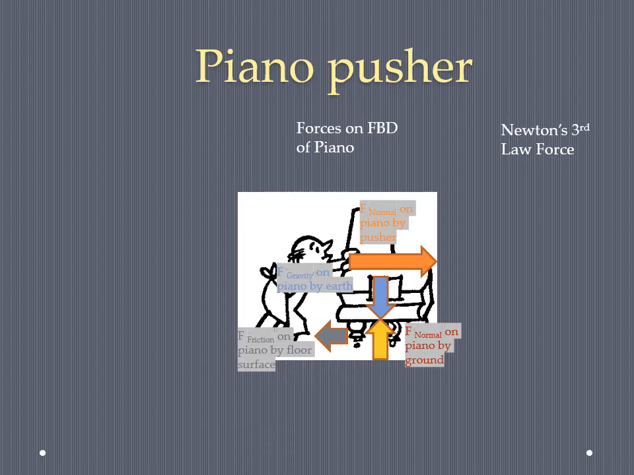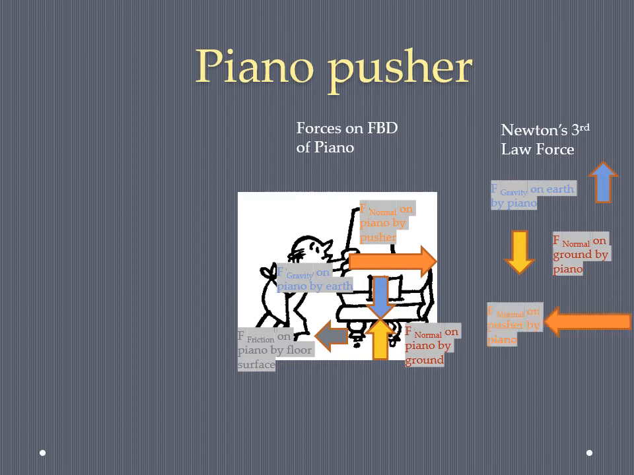Newton's third law says that each of these forces is actually a pair of forces, one on the piano and one on the other object that is involved in the interaction. So that gravity force on the piano by earth means that there must be another force of gravity on the earth by the piano in an opposite direction and the same size as the force on the piano. There also has to be another normal force on the ground by the piano. You can probably picture this, right? The piano is pushed up by the ground, but the piano is going to be pushing downwards on the ground, making little dents in the ground, if you can imagine that.